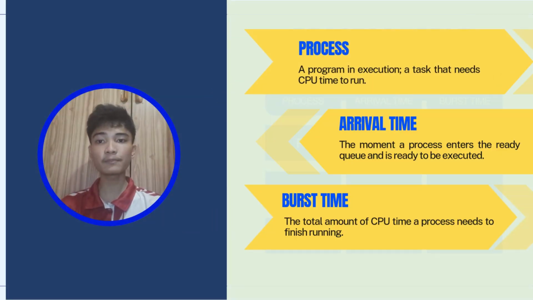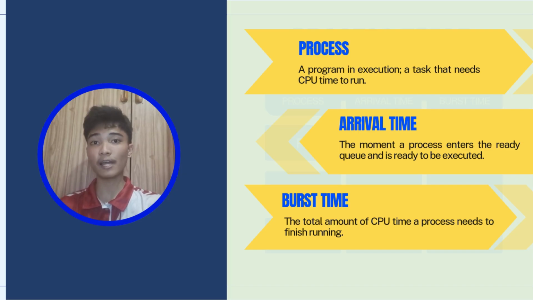Now, I'll briefly display these definitions so you can clearly see what each term means before we move on to solving with examples. Please do take note of them because they will appear again in the next episodes as we explore other scheduling algorithms. A process. It is a program in execution, a task that needs CPU time to run. So basically, it means a job waiting to be done by the CPU.